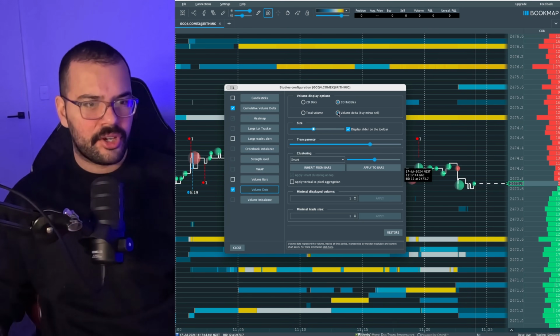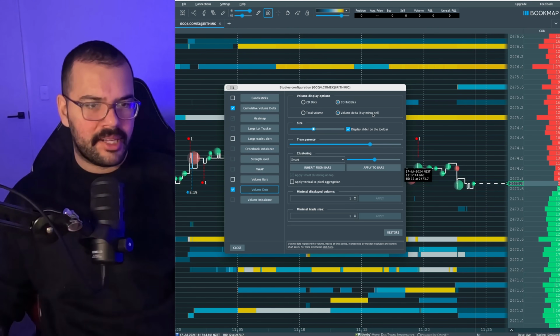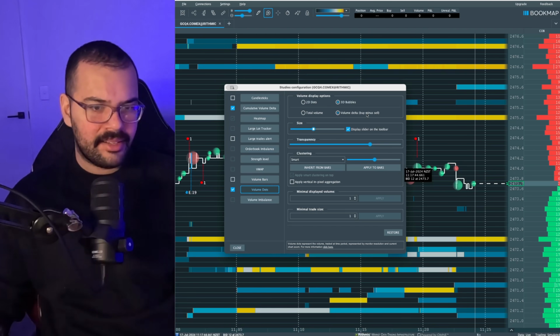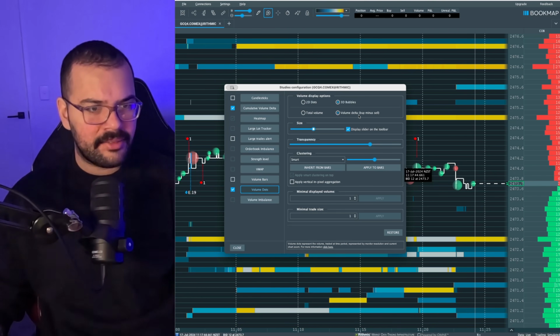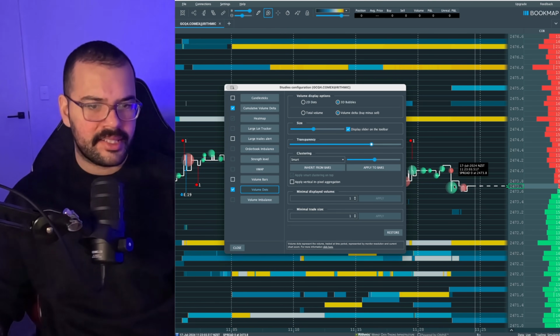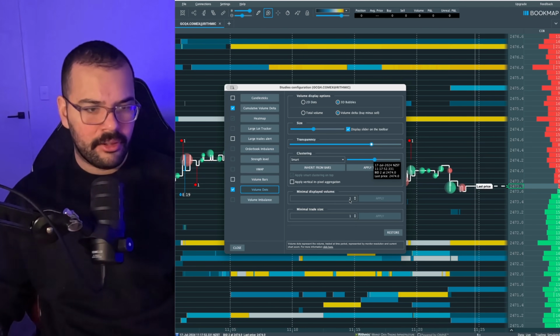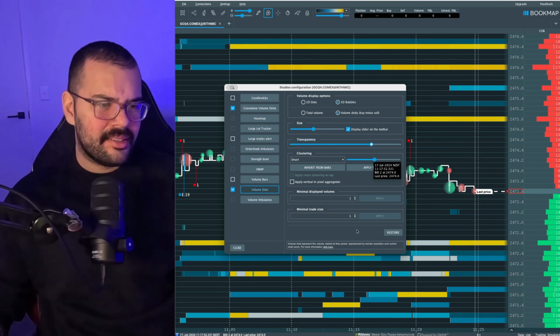Got it set to show me the volume delta, so buy minus sell at each volume dot. If it's green, it means there were more buys at that level. If it's red, it means there are more sells at that level. Transparency is turned up quite high, so I can see through the dots, so I can see where price is to the tick. And minimal displayed volume is 1. I want to see every single transaction. It's quite important for me.